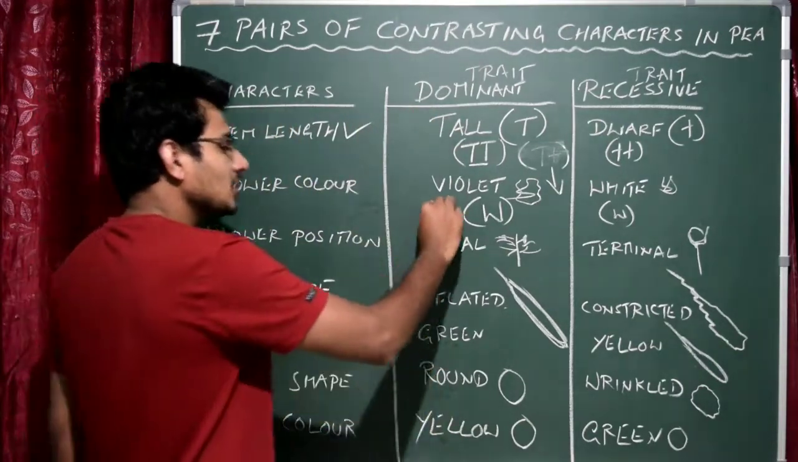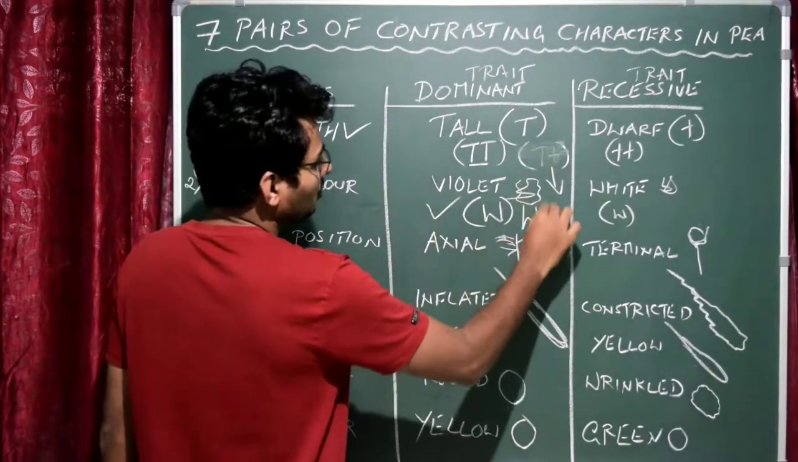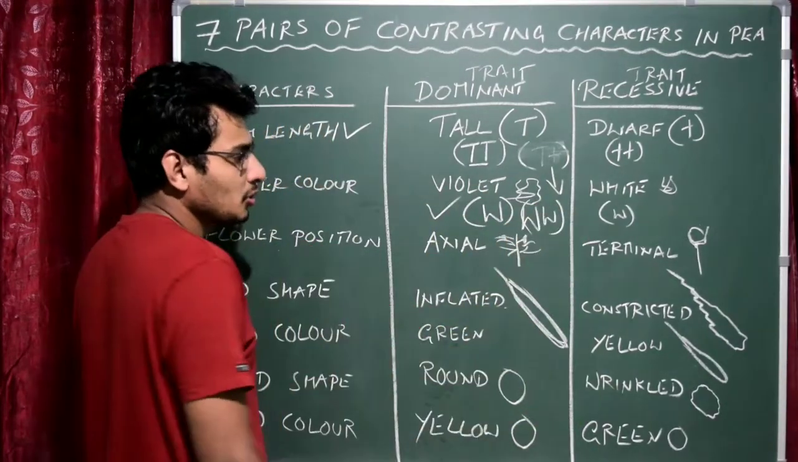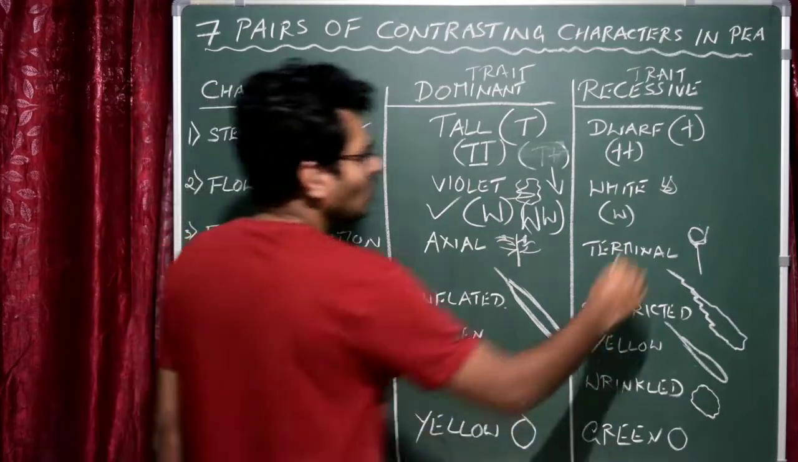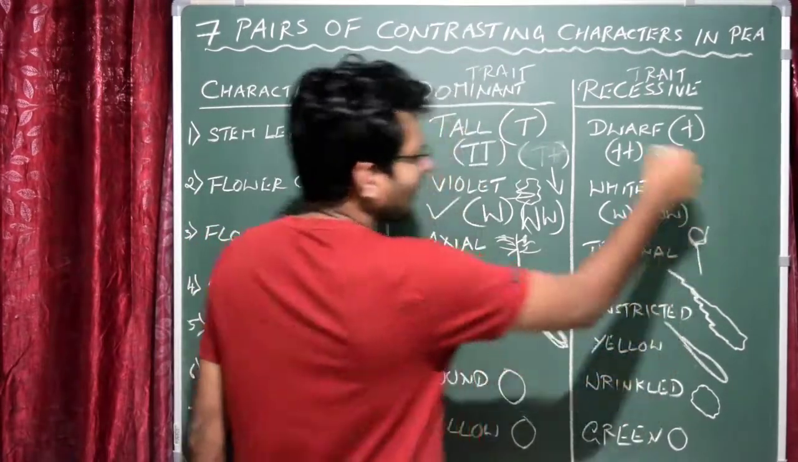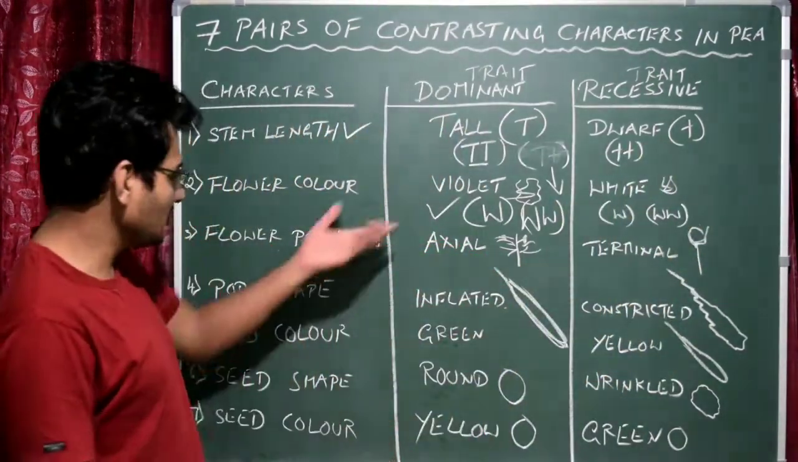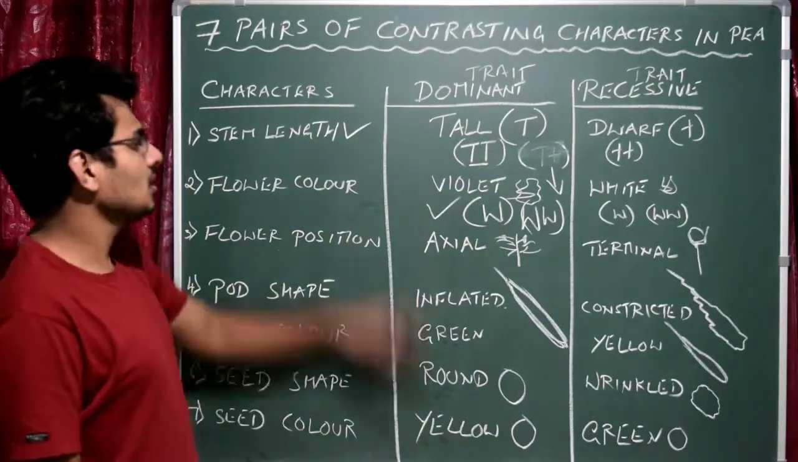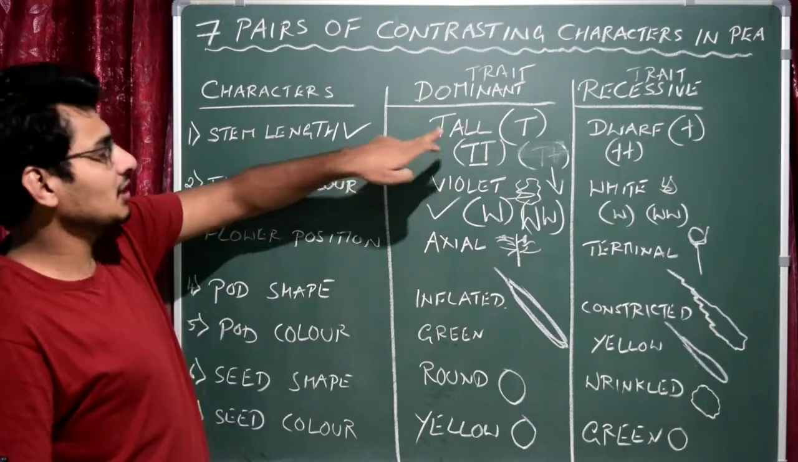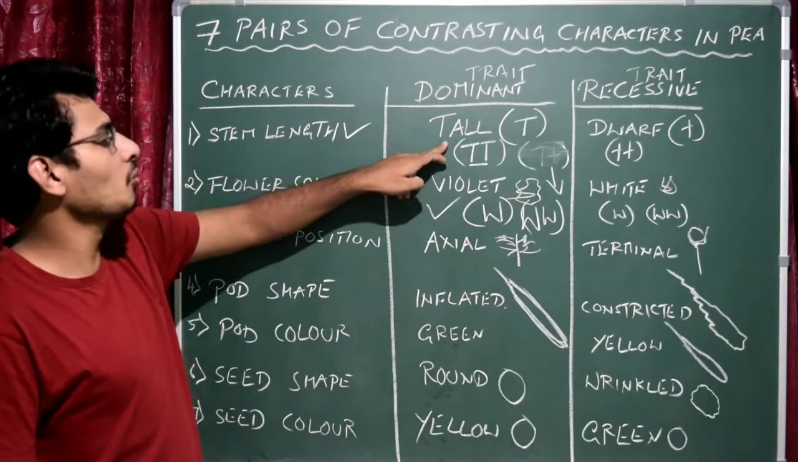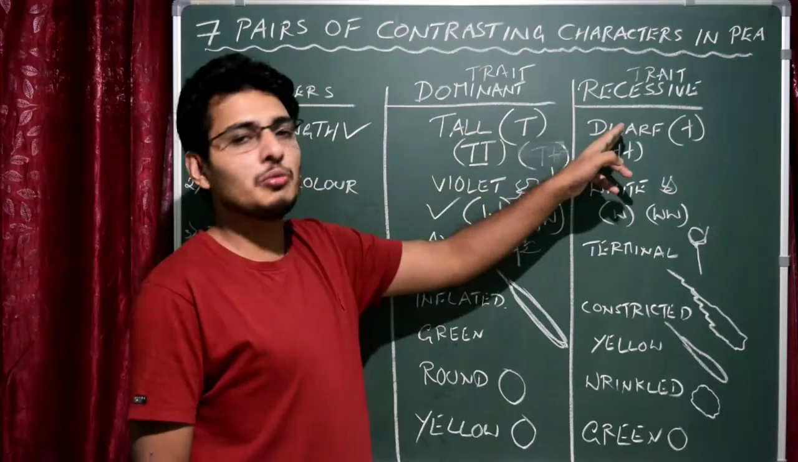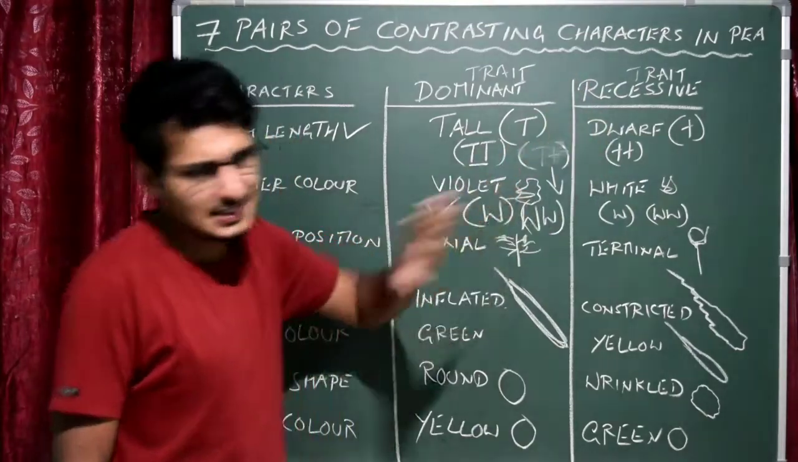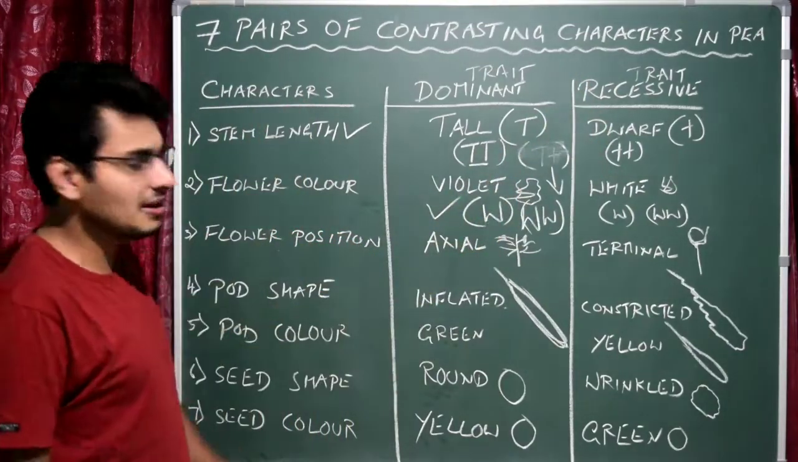So that is one character we are considering for monohybrid cross. You can also take this character, WW, capital W, a homozygous violet plant, crossed with the recessive white plant. That's very easy. So you can consider any of it for monohybrid cross, but in the NCERT textbook they have given the cross between a homozygous tall and a homozygous dwarf plant. That's it, very simple. These are all the 7 characters.